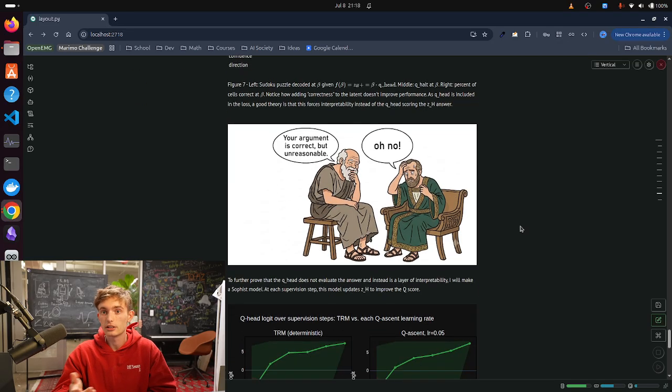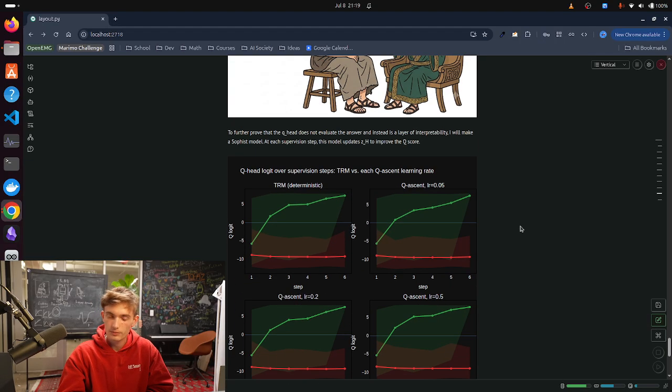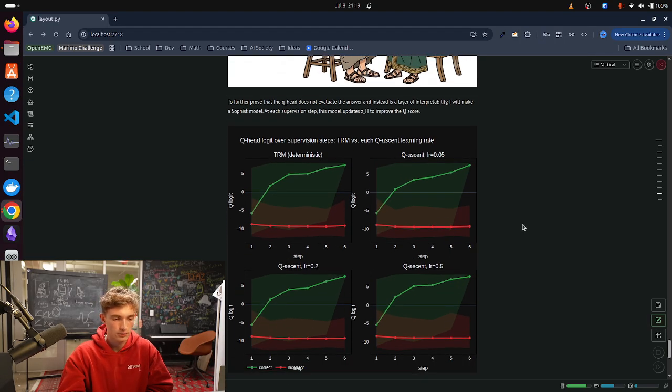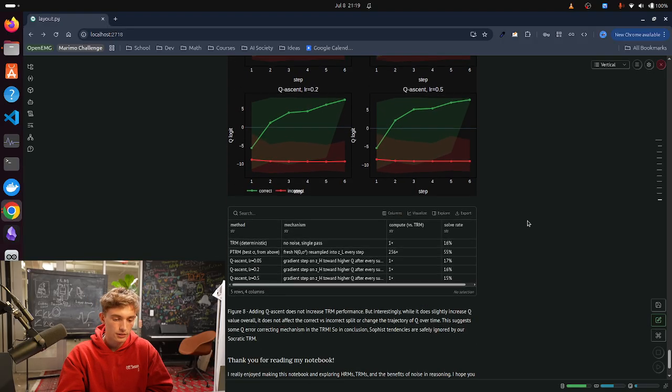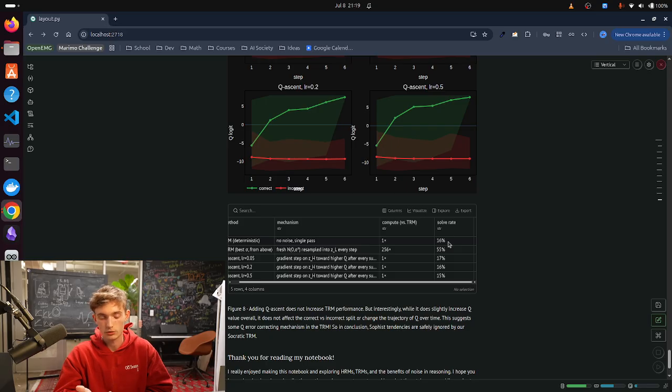This is what I call a sophist. It thinks it's more correct, but it actually has made no progress at all. And so I made a sophist model. It's very similar to one of the things they tried in the paper. At every time we update the latent answer, why don't we take the derivative of the Q value with respect to our answer latent and then just take a step. And doing that, we actually don't get an increase in performance because we're increasing the Q value, but not actually the information in our answer.